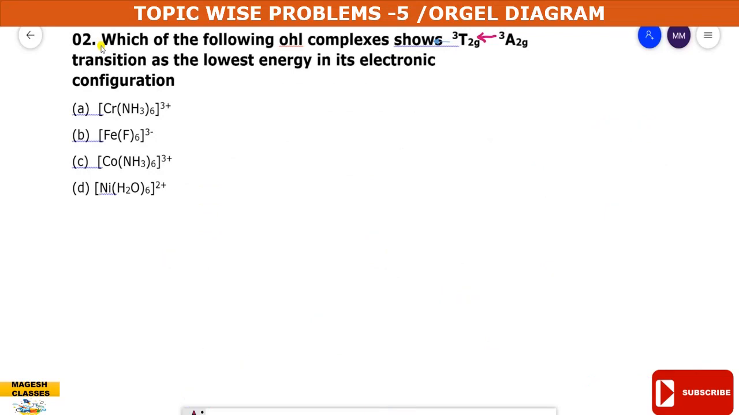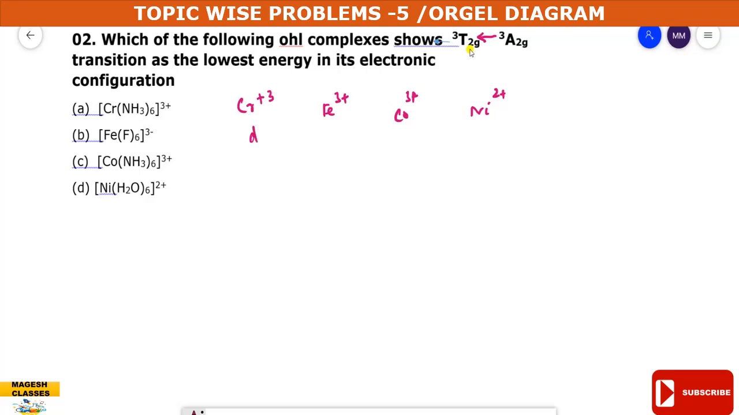Question number 2. Which of the following octahedral complexes shows 3A2g to 3T2g transition as the lowest energy in its electronic configuration? We have to look for the lower configuration from 3A2g to T2g, in which complex this occurs. The complexes given are Cr3+ and Fe3+, and in case it is Co3+, and it is Ni2+.